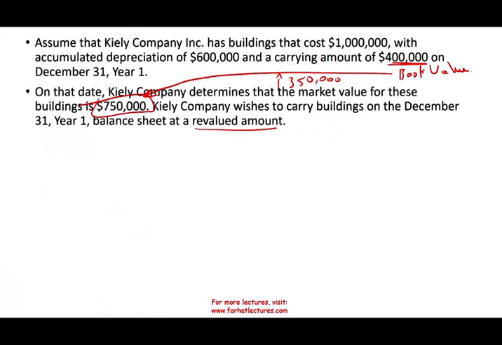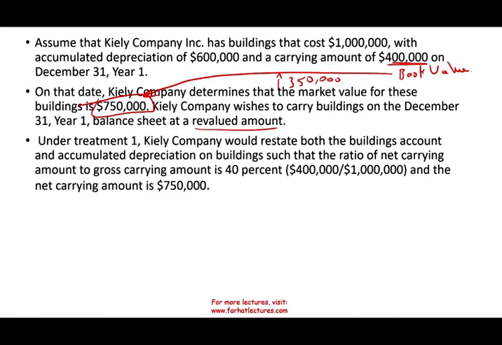So let's take a look at what we are talking about here, okay? Under alternative one, company K would restate both the building and accumulated depreciation such that the ratio of net carrying amount is 40%. Now, why 40%? Because the book value of 400,000 divided by the original cost is 40%. So the book value is 40%. Now the carrying value is 750. Now the new value is 750.